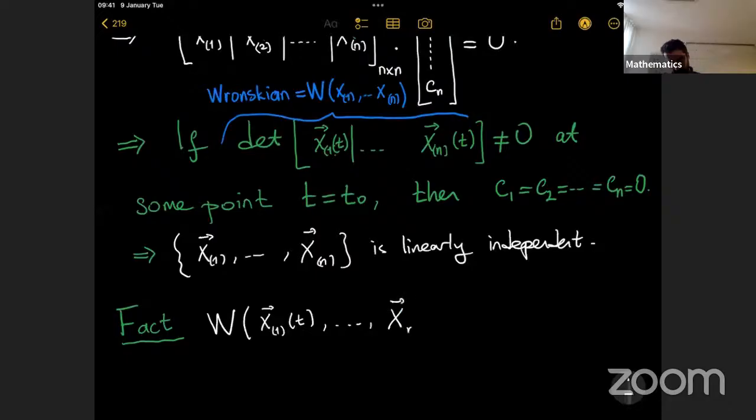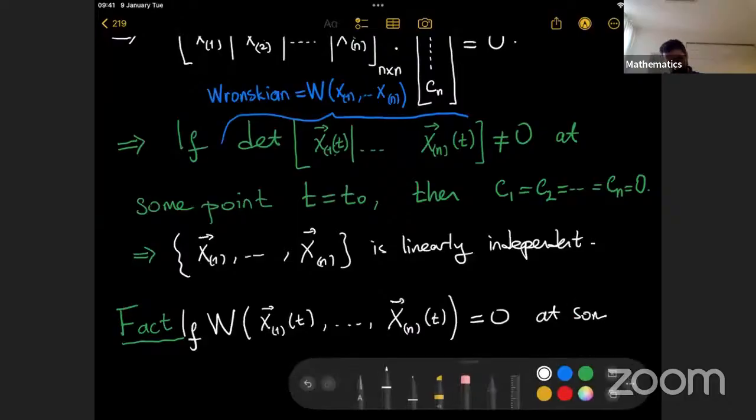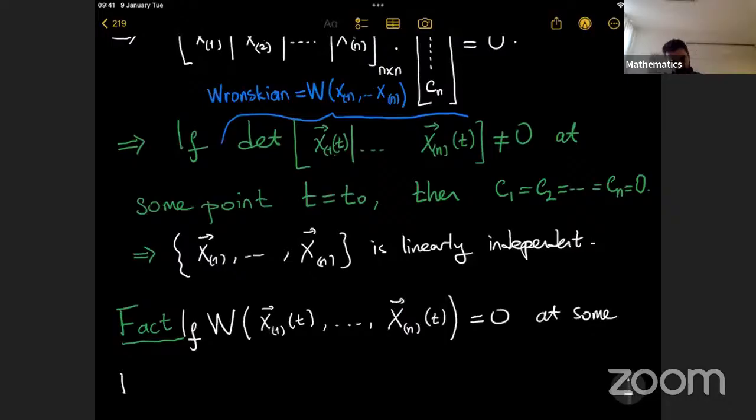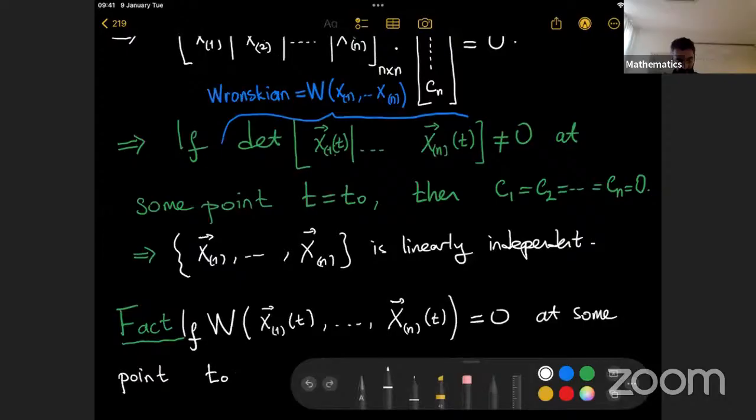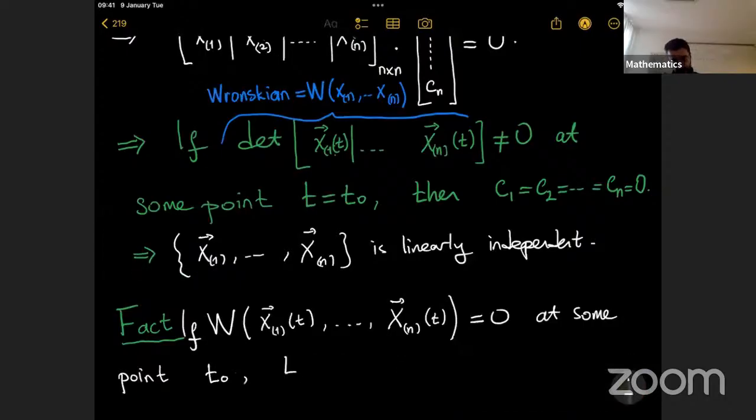X and t, you compute the Wronskian. Basically, you make a matrix and you take the determinant. If this is equal to 0 at some point t is equal to t0, then the Wronskian is identically 0 at any other point.